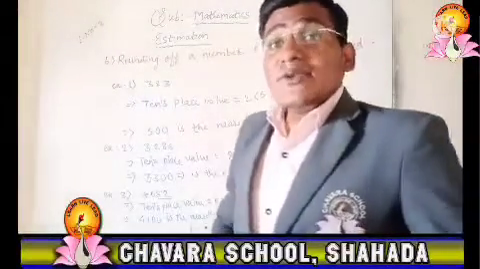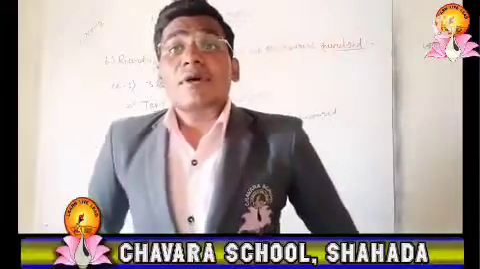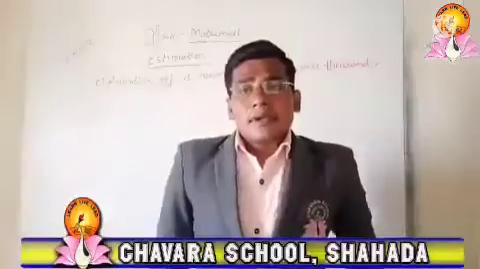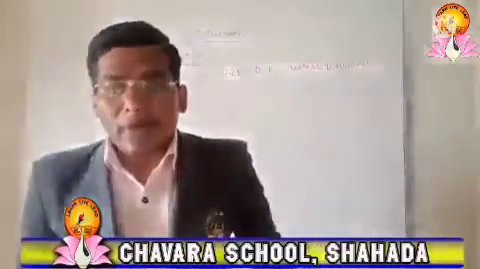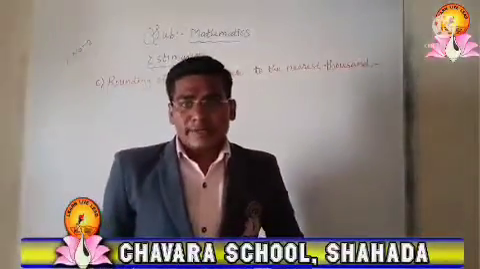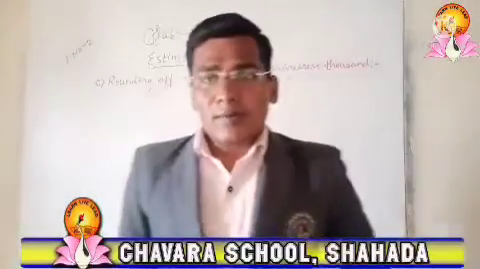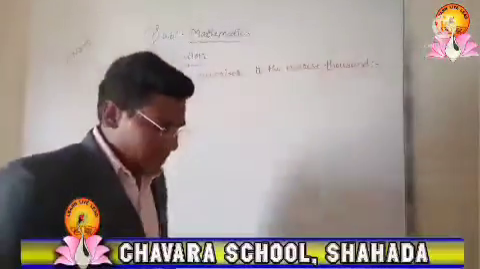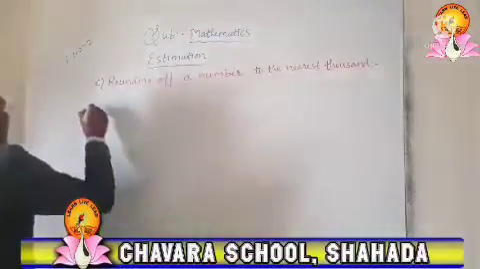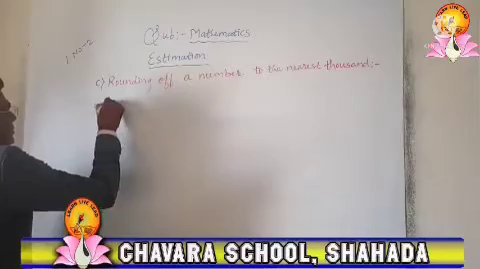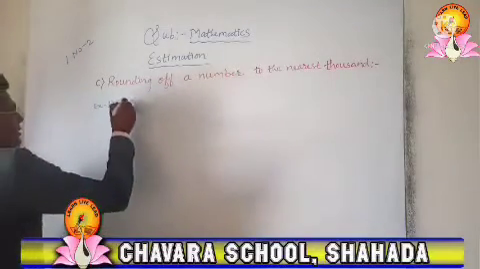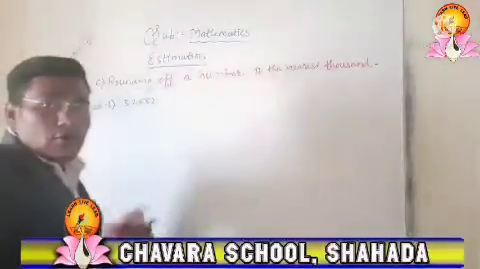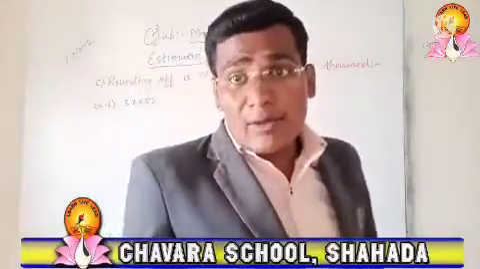Now we will see the next topic, rounding up a number to the nearest 1000. So how do we round up numbers to the nearest 1000? We will learn by using examples only. Example number one. Suppose that we have the value 32,652. We have to round up the number to the nearest 1000.